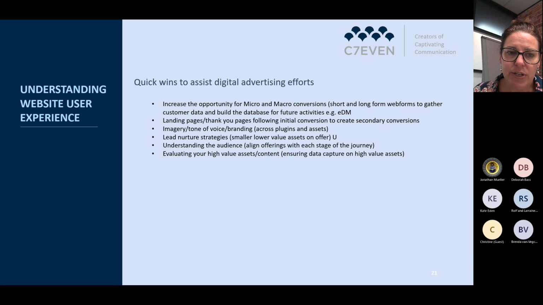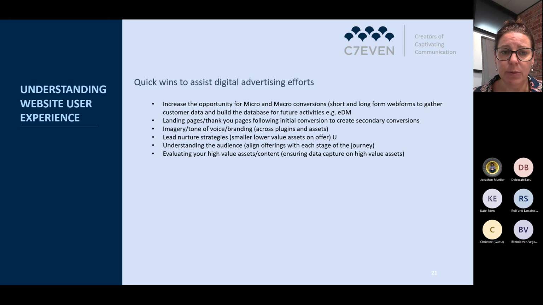So lead nurture strategies. So smaller, lower value assets that you can offer. This is where we were talking about a prospect coming in doing a micro conversion versus a macro conversion, what you can actually offer that person that's only maybe signed up to your blog, what you can offer them a week afterwards, a month afterwards, in the lead up to the holidays afterwards. So start to have a little bit of a strategy in place as to how you can present different pieces of content to try and bring them back in and do a conversion.